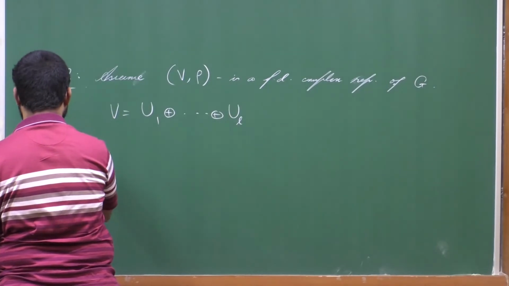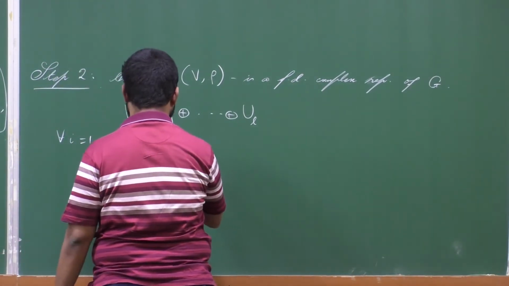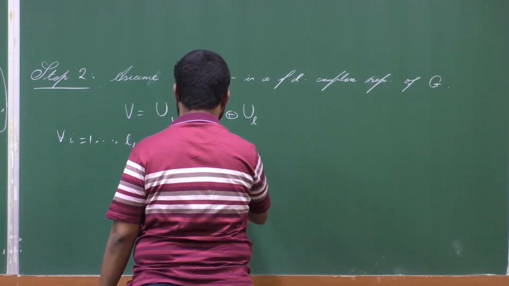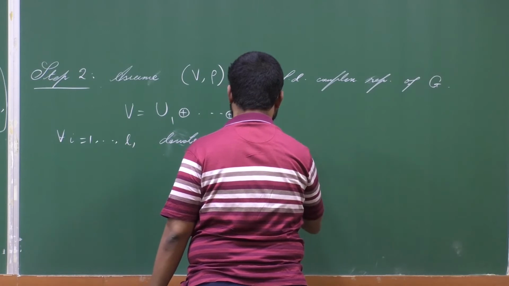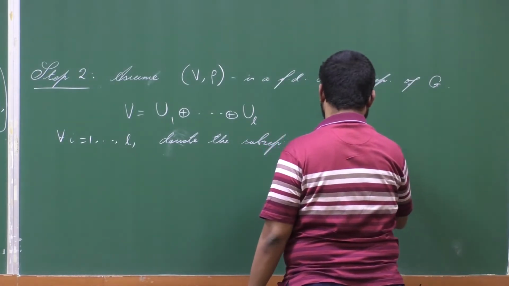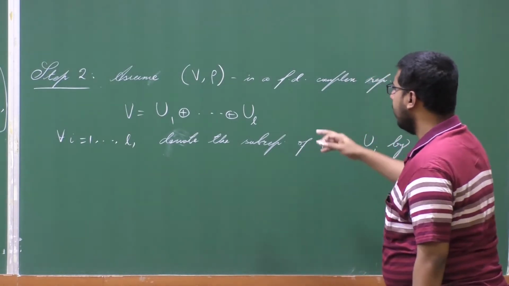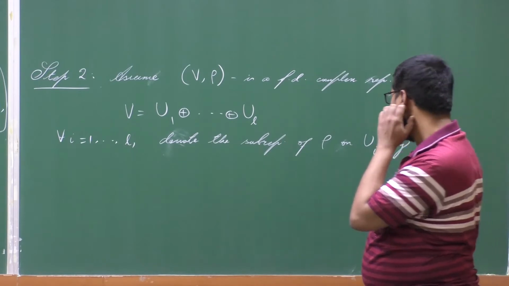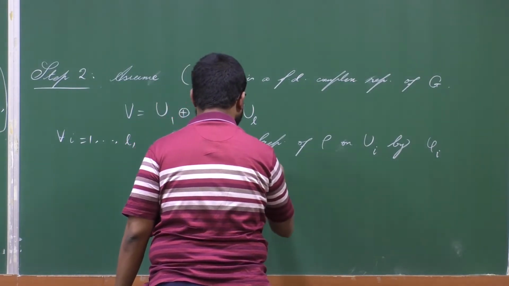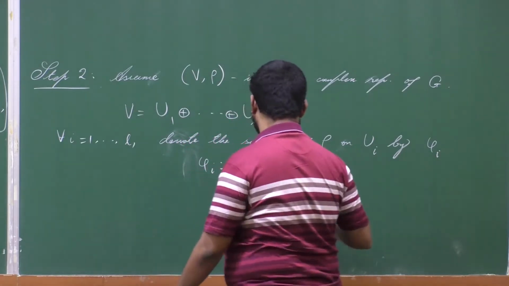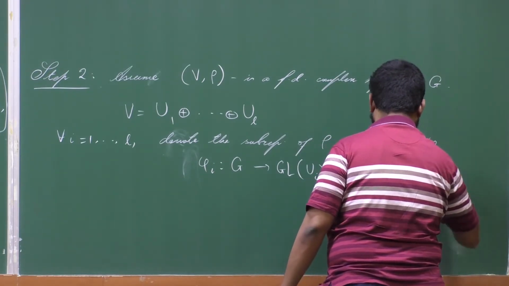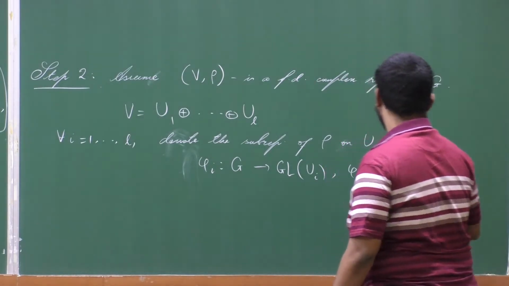So what we do is, for each i from 1 up to l, let's denote the subrepresentation of rho on U_i by phi_i. Therefore phi_i is basically the representation of G on U_i, defined as phi_i(g) equals rho(g) restricted to U_i. So this is what we have for all g.